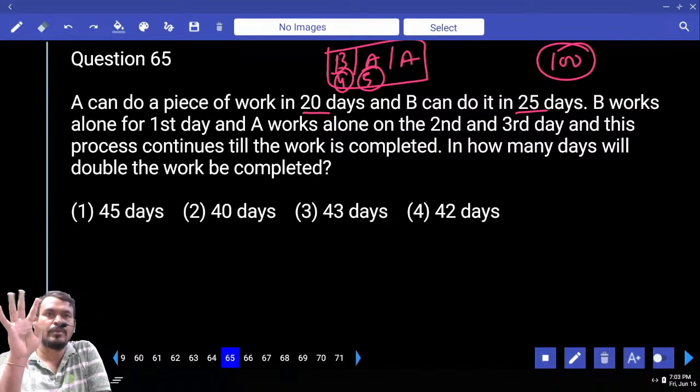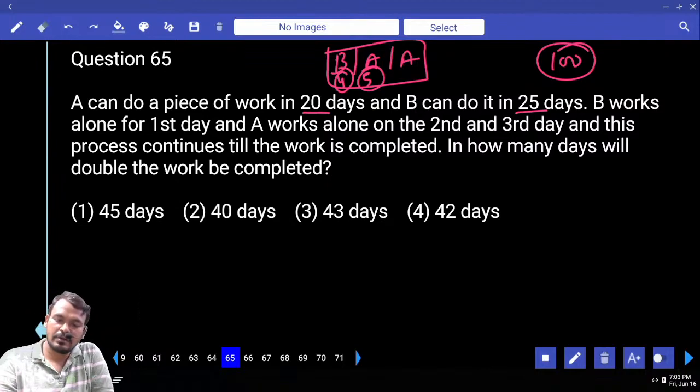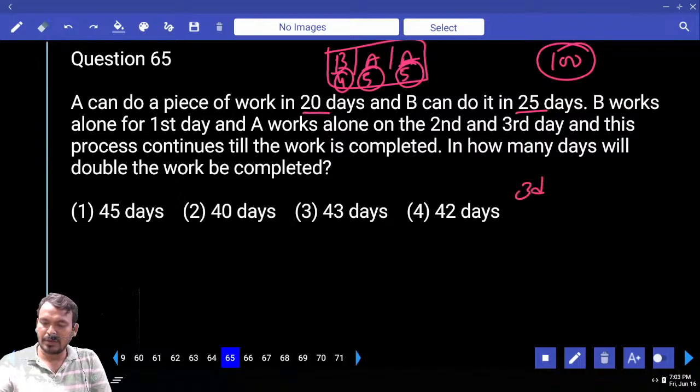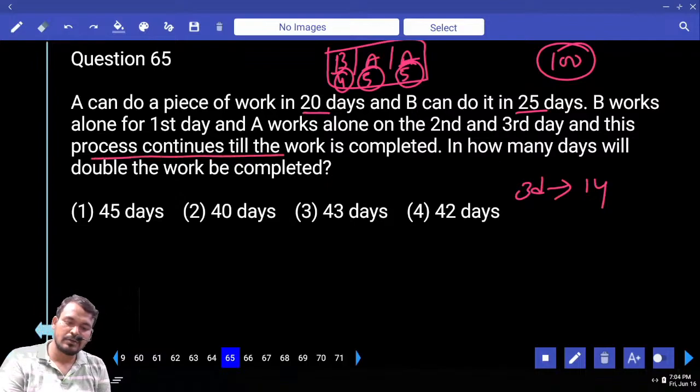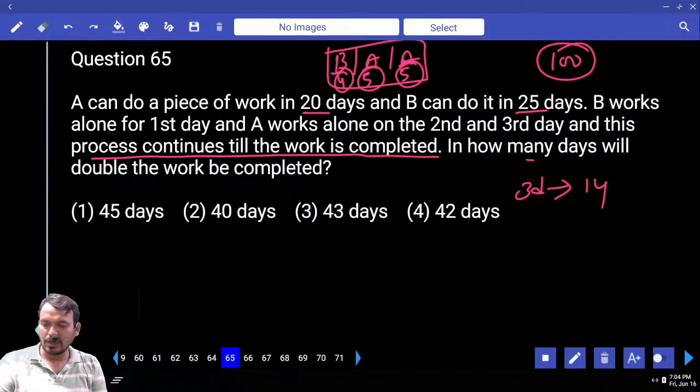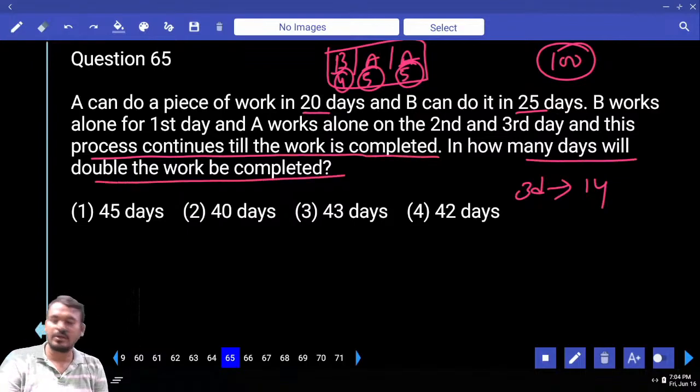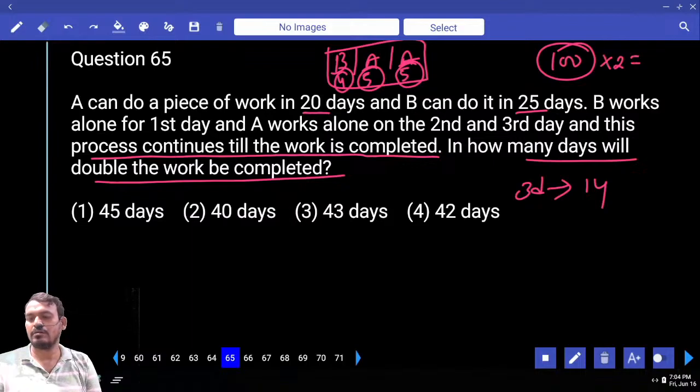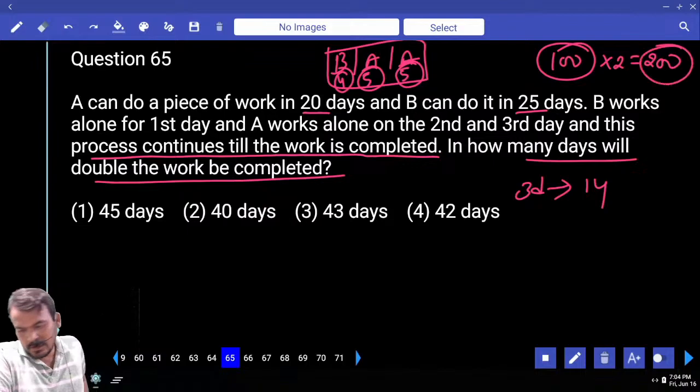First day 4 parts complete, second day 5 parts, third day also 5 parts. Every 3 days how many parts are completed? 14 parts. Every 3 days 14 parts completed. What is the next one? This process continue till the work is completed. In how many days will double the work be completed? Double work means 100 double 200 means total work is how much? 200. Okay. What is the 3 days work?